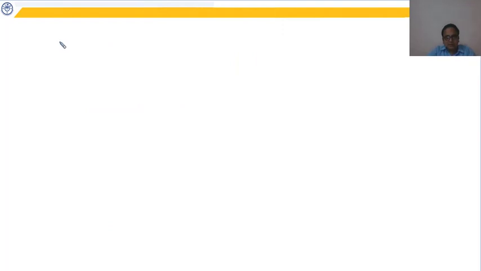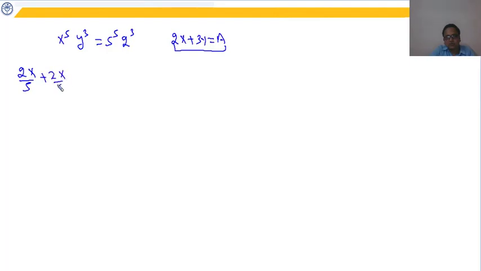It says x to the power 5 into y cube is given as 5 to the power 5 into 2 cube, and we have to minimize the expression 2x plus 3y. This we have to minimize. Power of x is 5, so we divide 2x into 5 parts: 2x upon 5, 2x upon 5, 2x upon 5, 2x upon 5, 2x upon 5. Power of y is 3, we divide 3y into 3 parts.